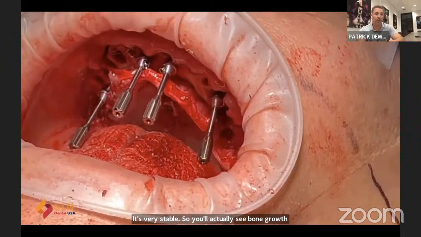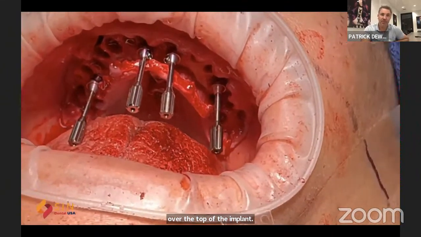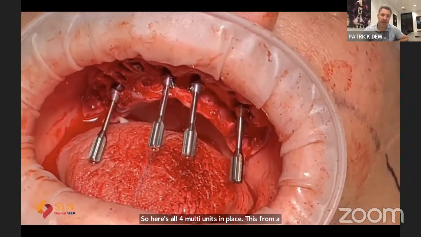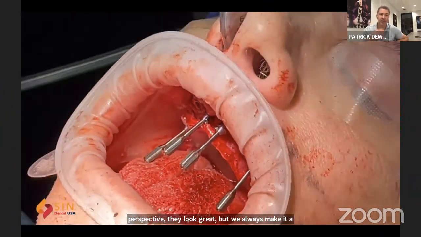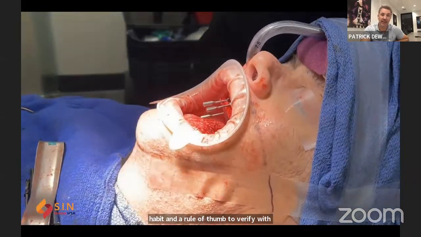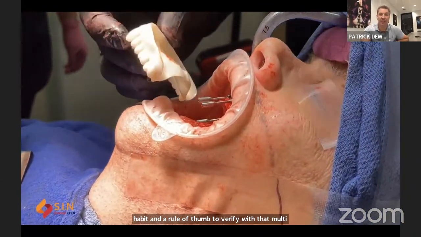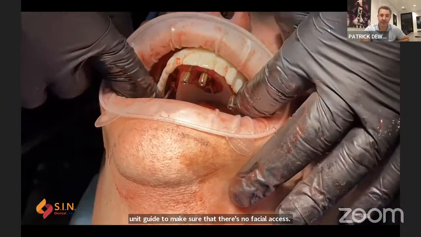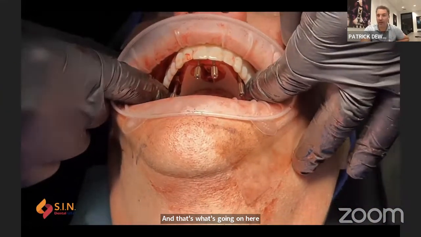So here's all 4 multi-units in place. From a visual perspective, they look great, but we always make it a habit and a rule of thumb to verify with that multi-unit guide to make sure that there's no facial access hole. And that's what's going on here. So everything looks good all the way around.